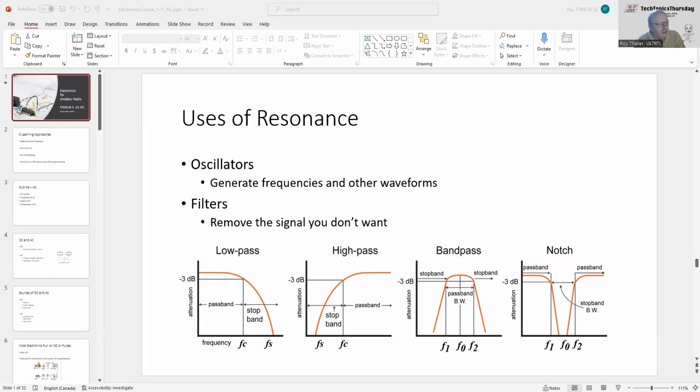So it allows things to go through, then doesn't allow this signal to go through, and then allows this to go through again. You use these filters to tune in different stations on your radio and eliminate noise and interference. We'll be covering some of this in more detail when we get to RLC circuits and how they actually work.